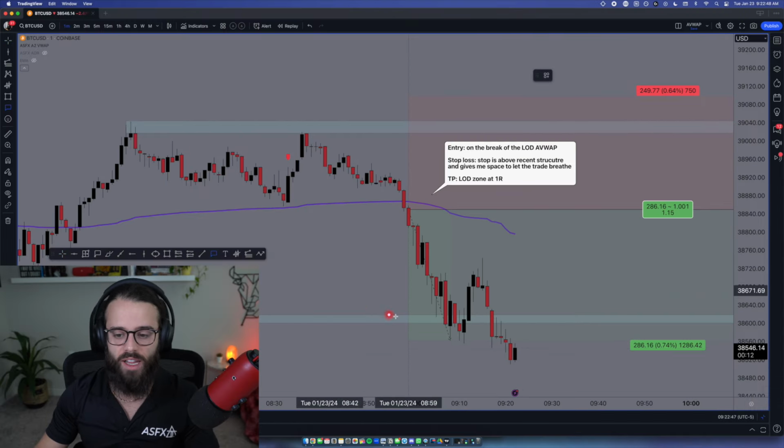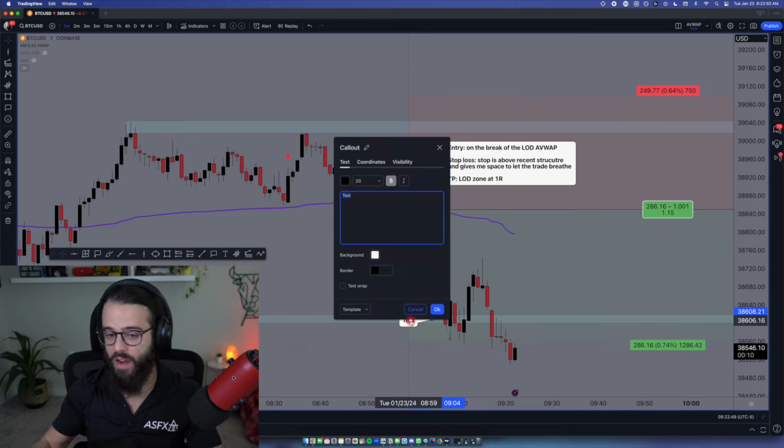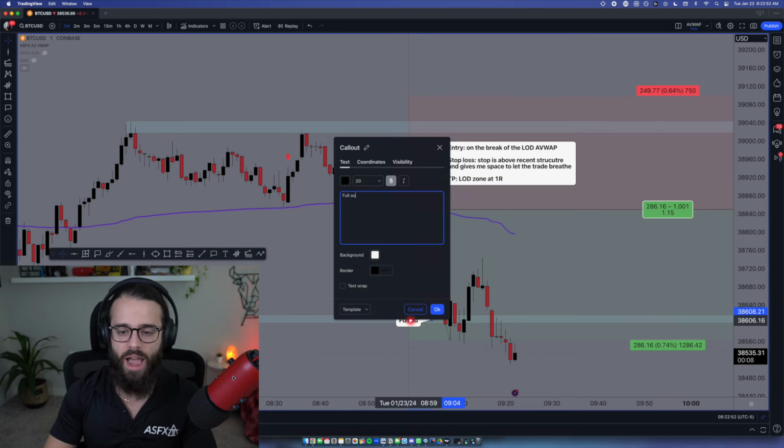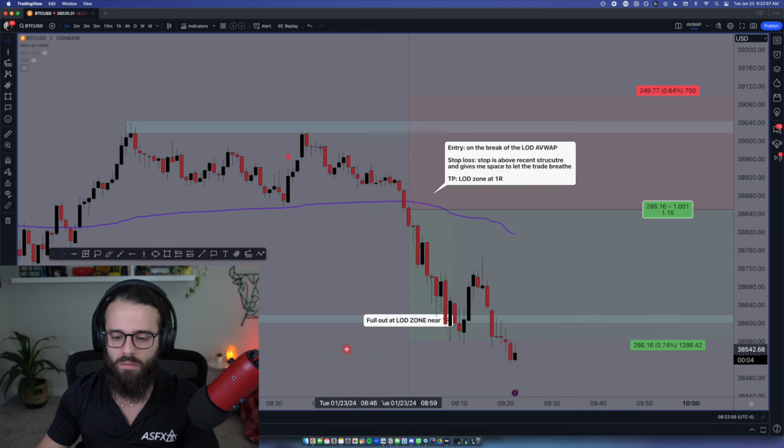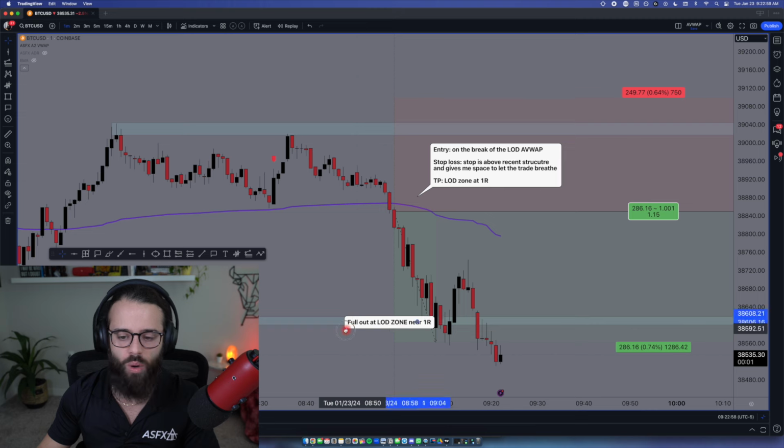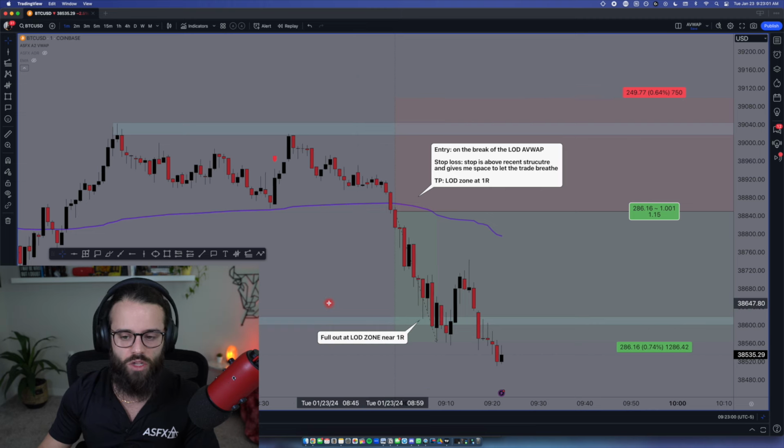Now, as the trade develops, I want notes down here. Did it move in your favor? Did it not move in your favor? I got full out at low of day zone near 1R. It was just about 1R. Okay, so we mark that, and I want it to point exactly to the candle that you got out on.